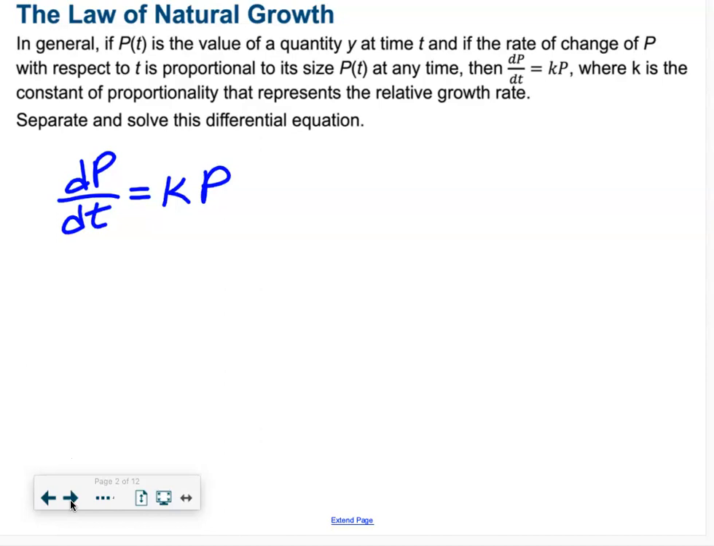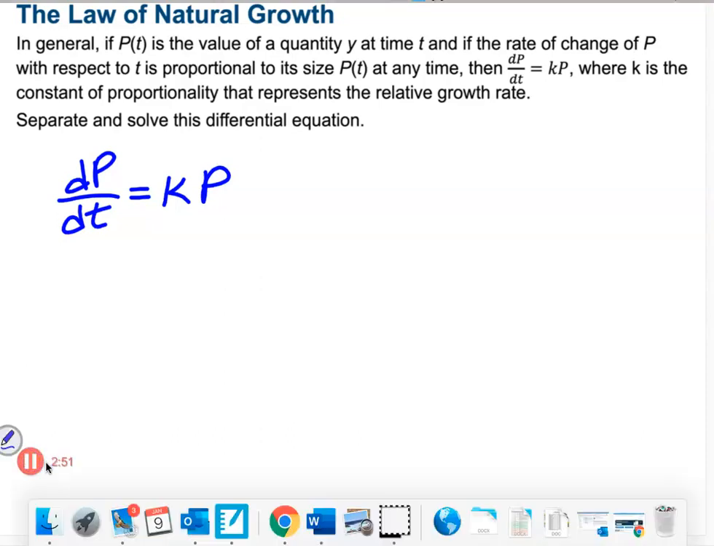What I'd like you guys to do is go ahead and separate this differential equation and solve it. Keep the k on the side with the t. Keep the k as a constant. It's not a variable, it's a constant. So keep the k on the side with the t's and take a minute and see if you can solve this differential equation. All right, so when we separate the variables, we move the P.